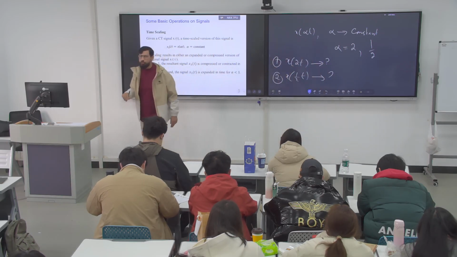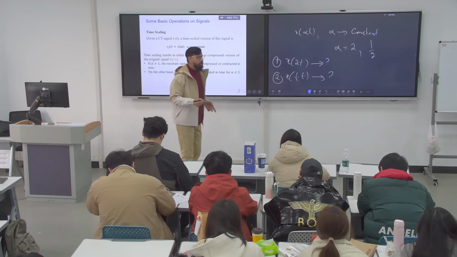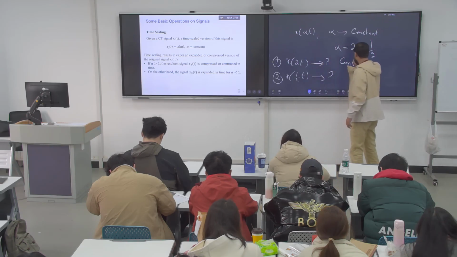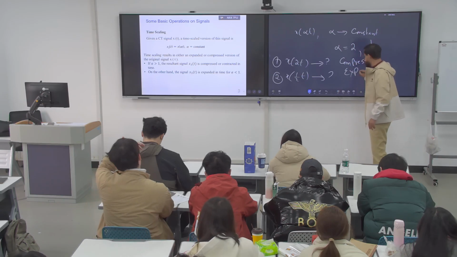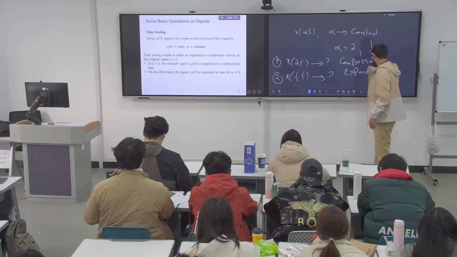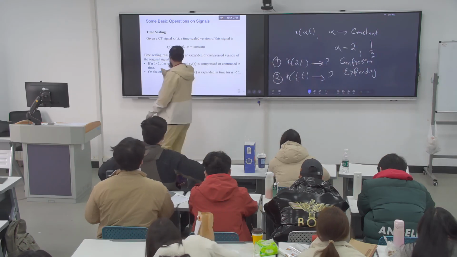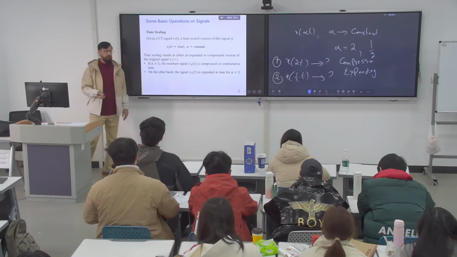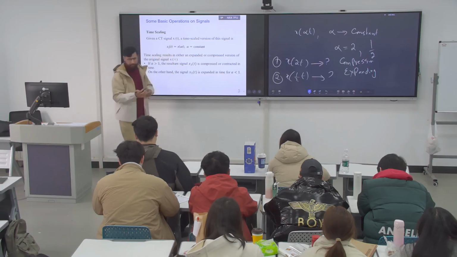If alpha is equal to 2, what am I doing with the signal? Yes, I am compressing the signal. So here, compression, and here I am expanding the signal. So I'm compressing the signal, or I am expanding the signal. See here, if alpha is greater than 1, this signal is compressed. If alpha is less than 1, then the signal is expanded.